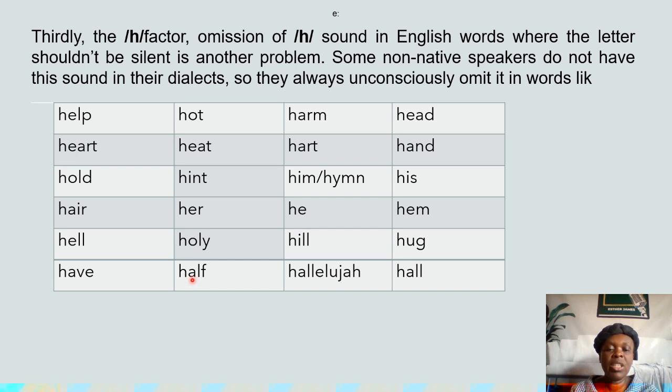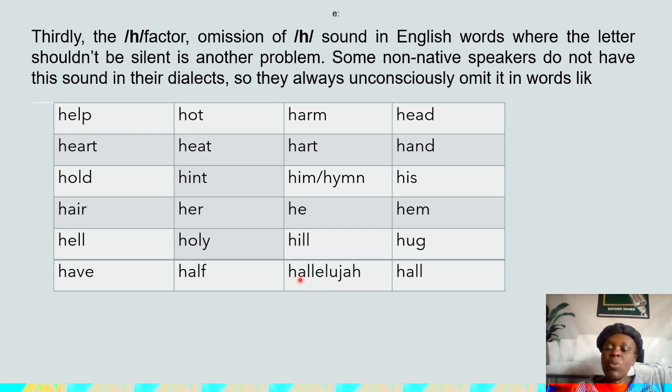Half. It's not half, but half. And it's not half. Is that clear? And the next one is hallelujah. This goes to the one that has an H. The one that has an H is hallelujah. I've come across the one that starts with an A. So that's the one that is hallelujah.